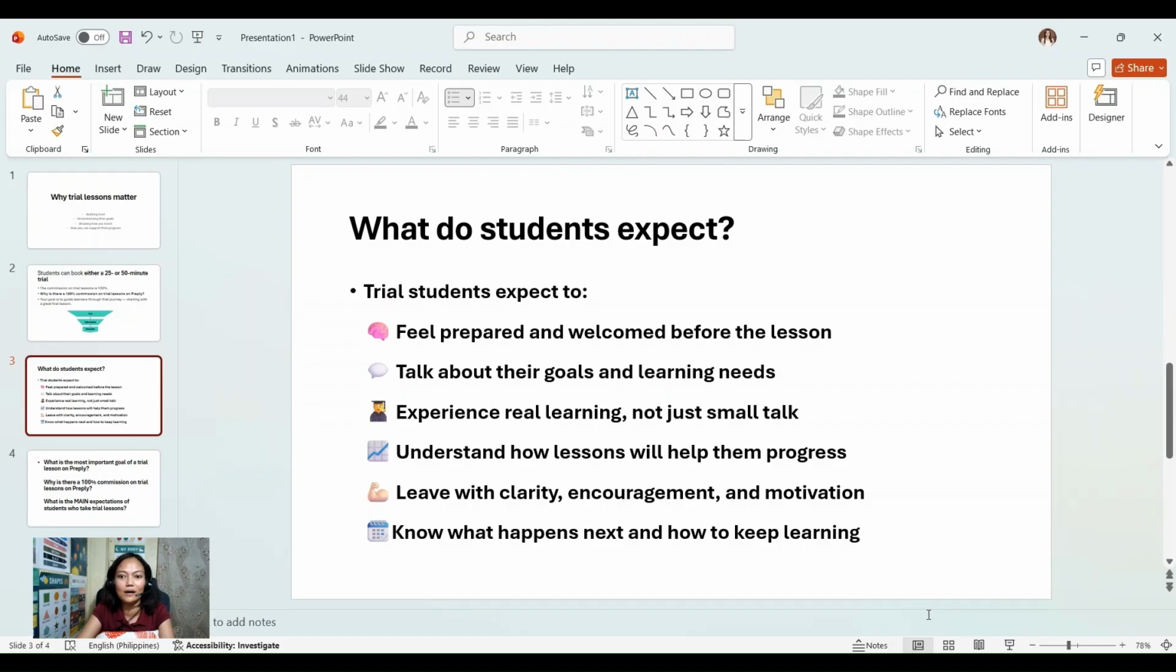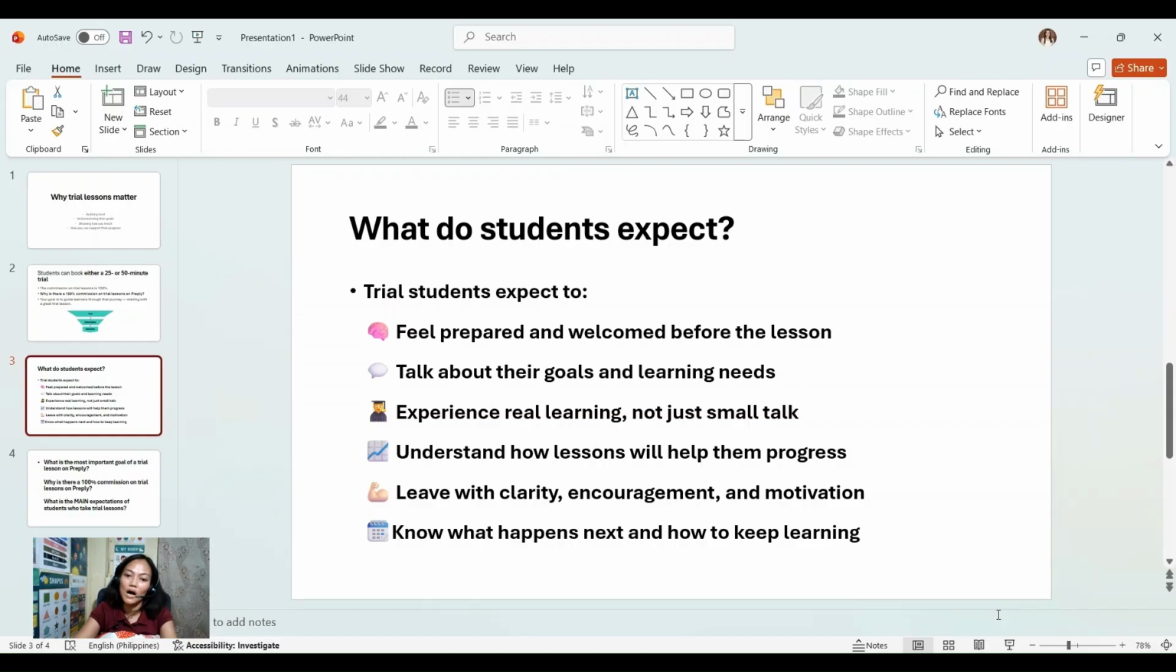Kay, di ba, ang sa first lesson is, of course, talking about their goals. You don't want to waste their time or even your time kung chika ko ng small talk. I mean, you can always do small talk in the first lesson or the trial lesson, but please don't make trial lesson just for a small talk. They don't want that.